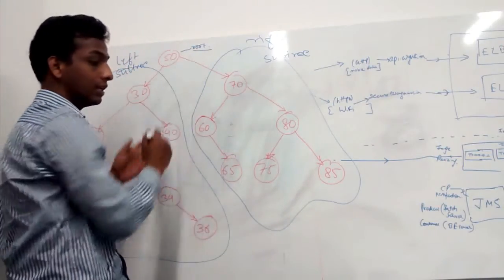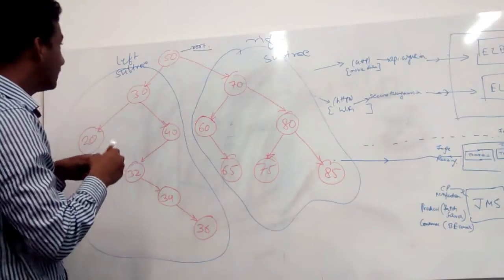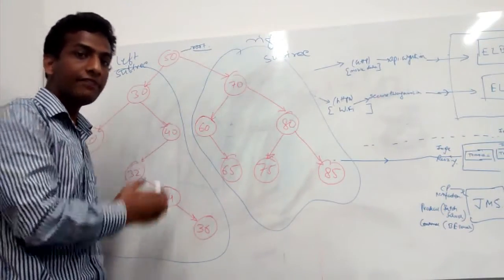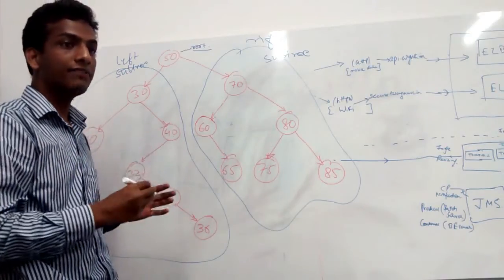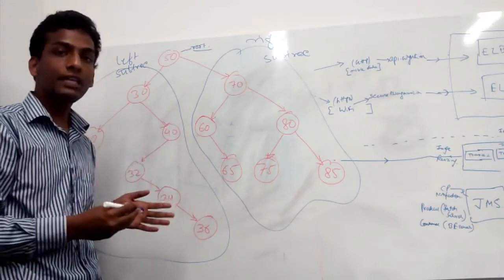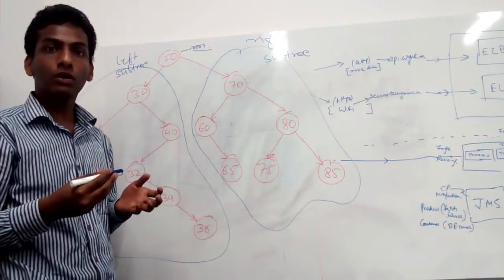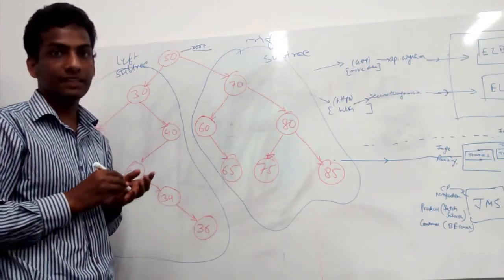Everything is bigger than 50. So we can take any node, and the left subtree would not have any node which is greater than the root, and for the right subtree there would be no node which is lesser than the root.